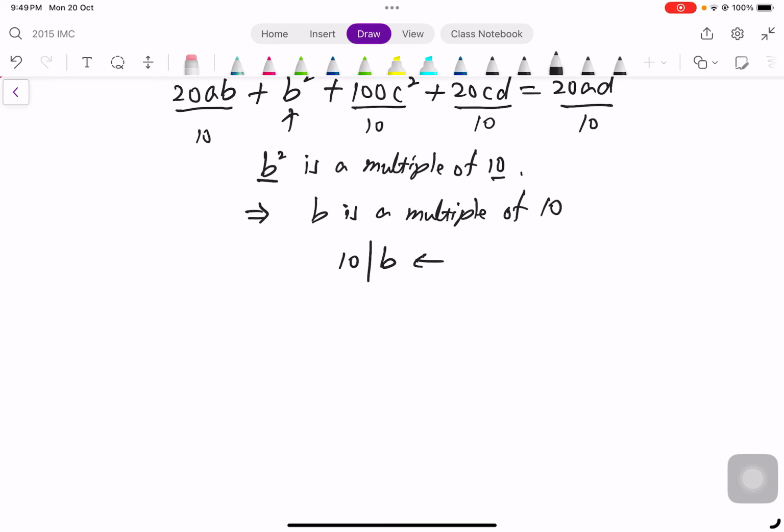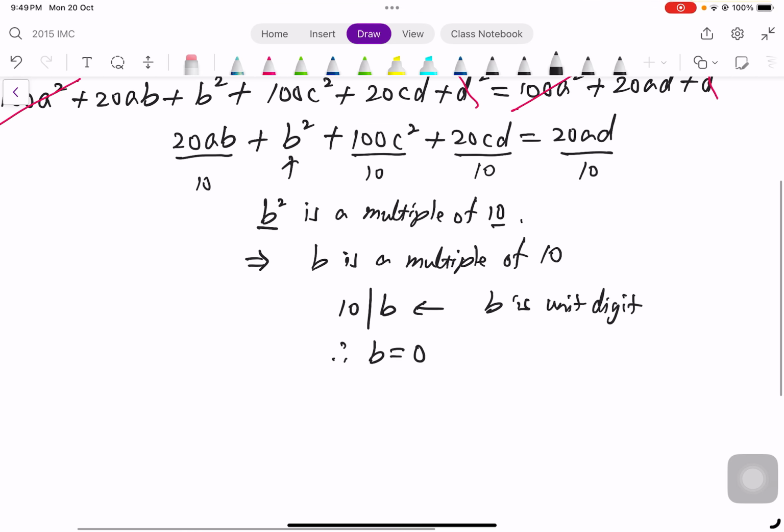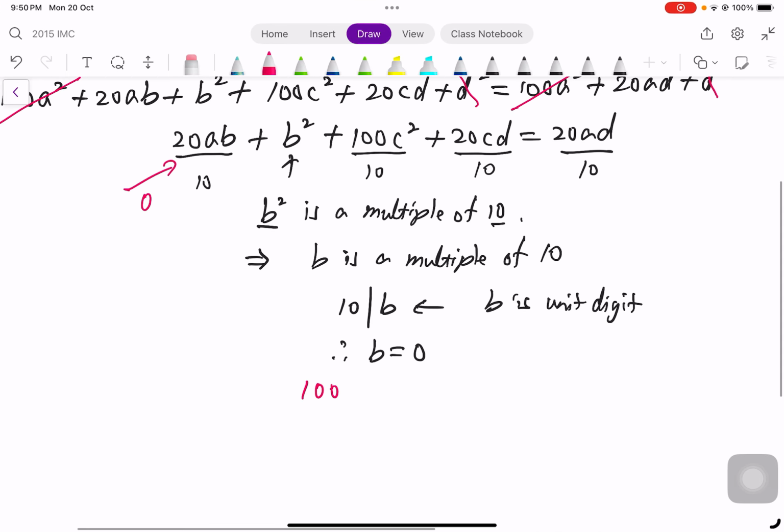But don't forget, B is a unit digit. It's a unit digit, right? A unit digit cannot be more than 10. Therefore, in this case, your B has to be 0. And if your B is 0, what does it mean? That means in this case, this part here becomes 0. Therefore, on the left hand side, you are left with 100C squared, and then plus 20CD, and this is just equal to 20AD.